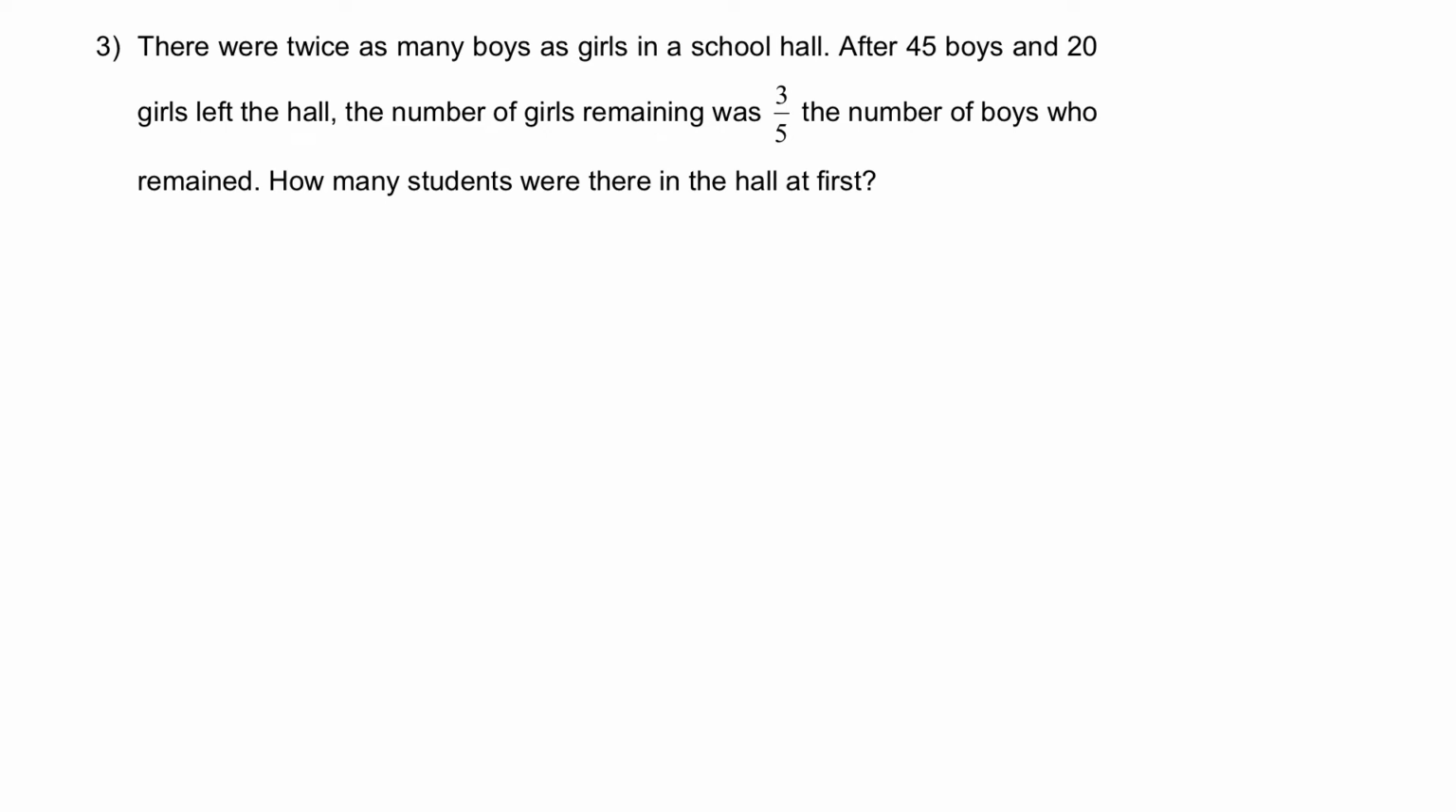Question 3. There were twice as many boys as girls in a school hall. After 45 boys and 20 girls left the hall, the number of girls remaining was 3/5 the number of boys who remained. How many students were there in the hall at first?